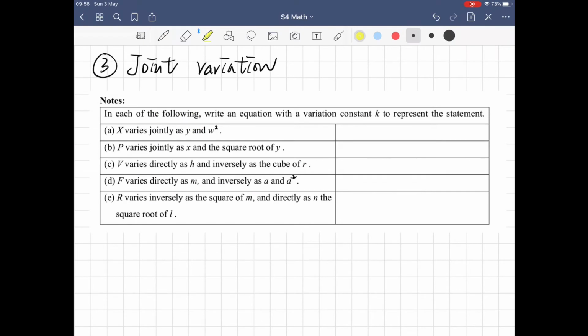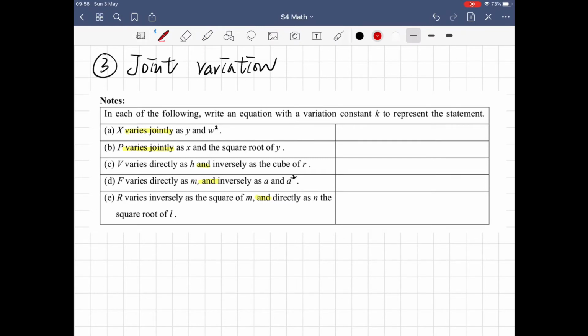The third variation is joint variation. So please remember that for joint variation, there must be more than two variables. So let's go through the keywords together. Part A, varies jointly. Part B, varies jointly. Part C, the keyword is and. Similarly, for part D and part E, the keyword is and. Okay? Then we can set up the equation.